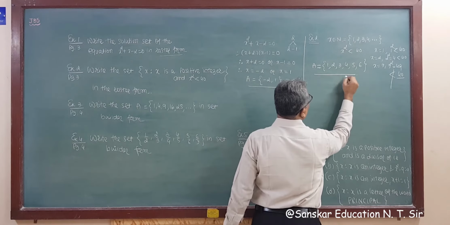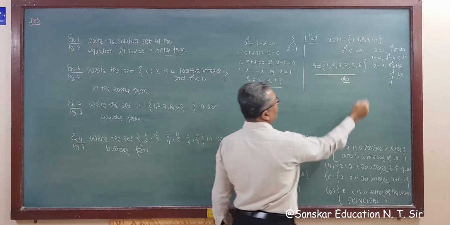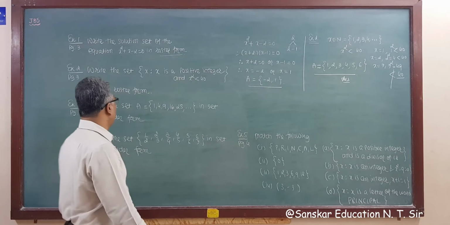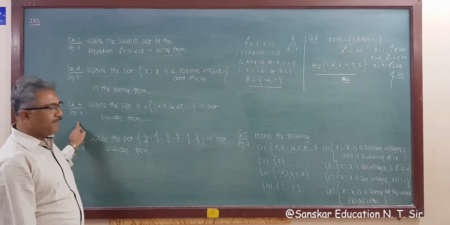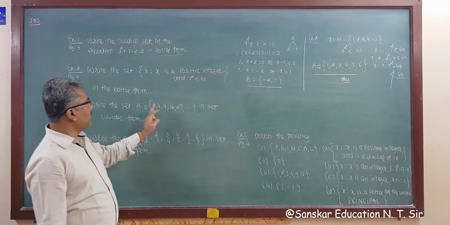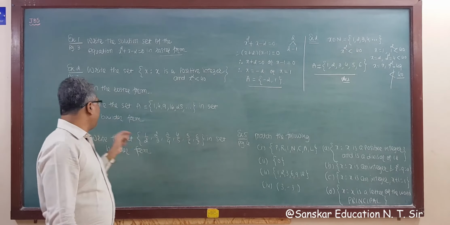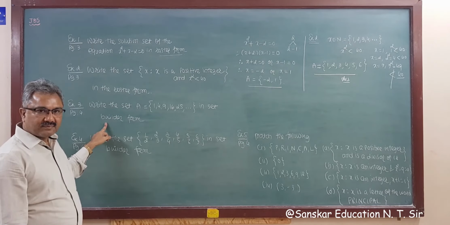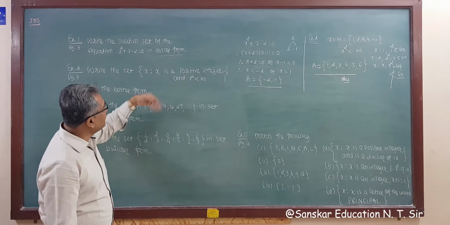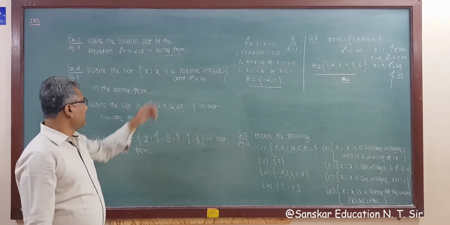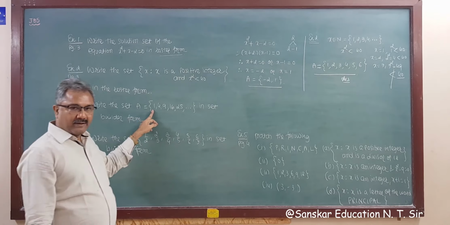So this is your answer here for example number 2. Now, example number 3. Write the set A is equal to {1, 4, 9, 16, 25} in set builder form. We have to express this in set builder form. Right? So, 1 is okay.